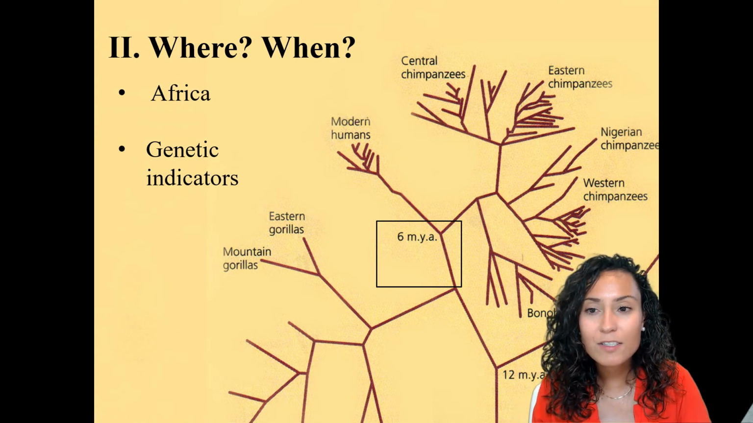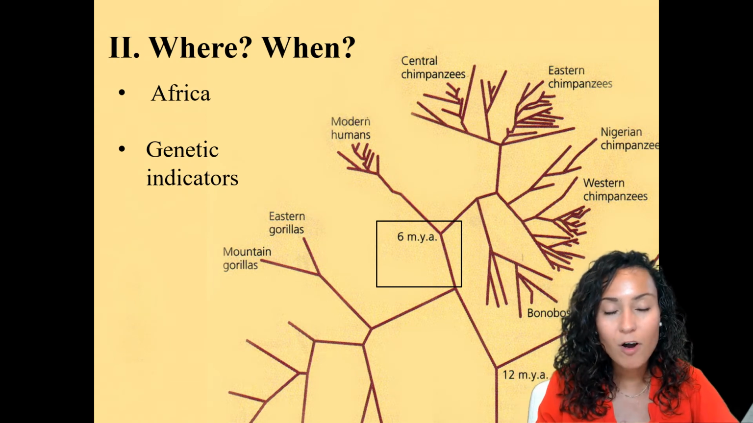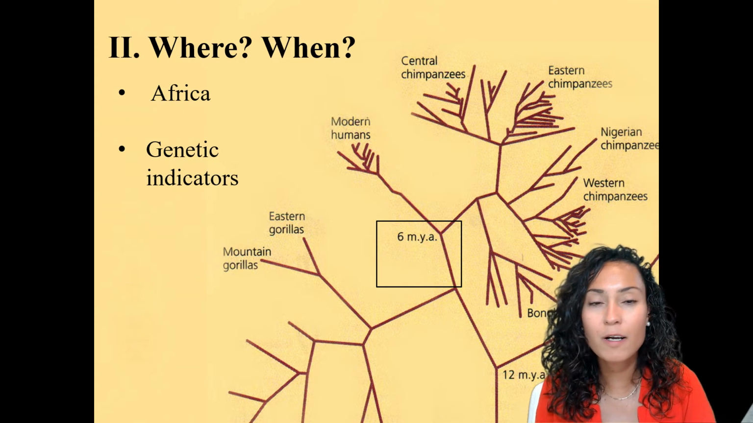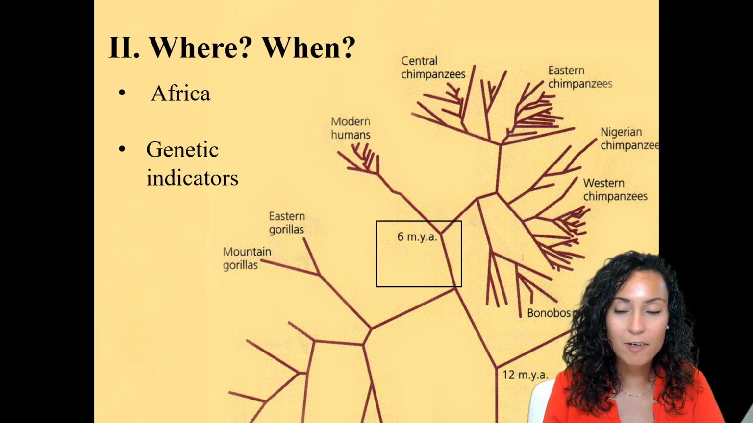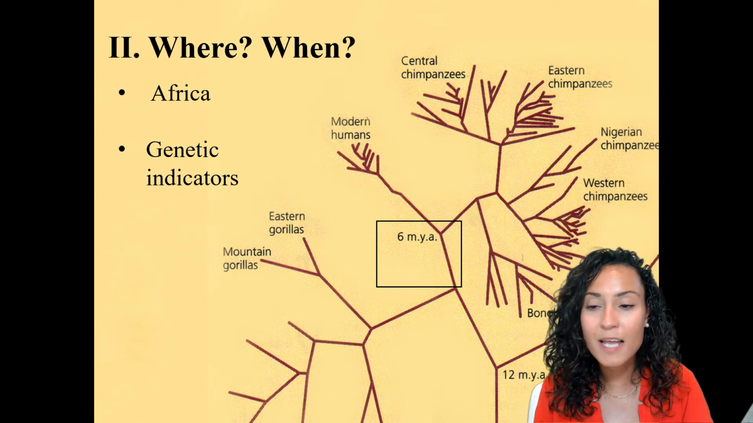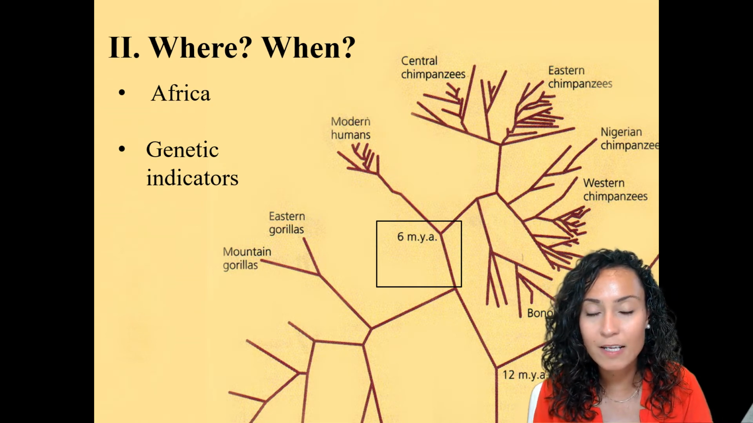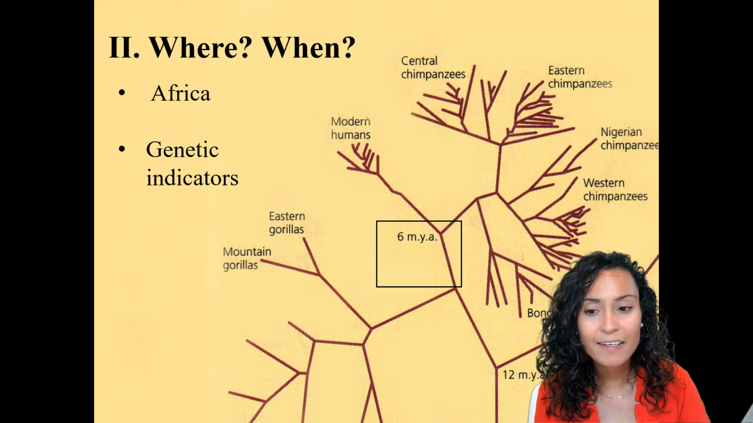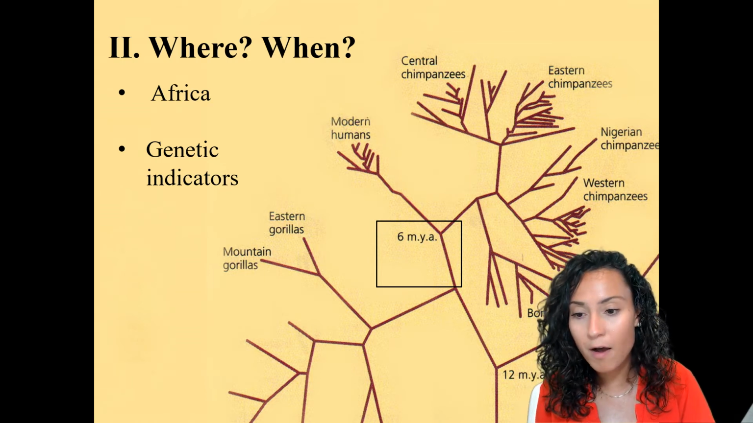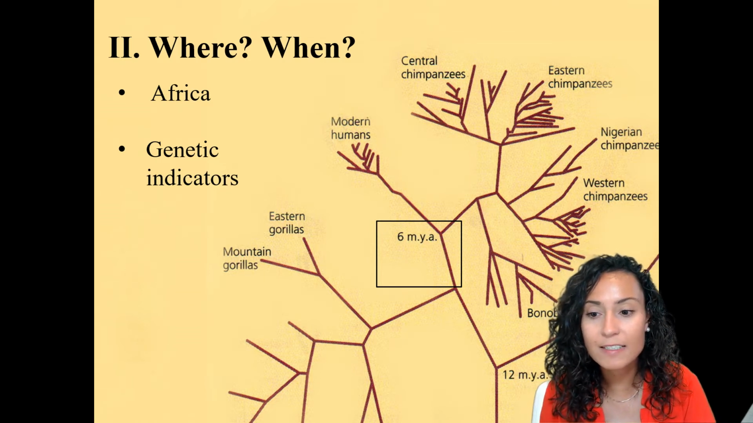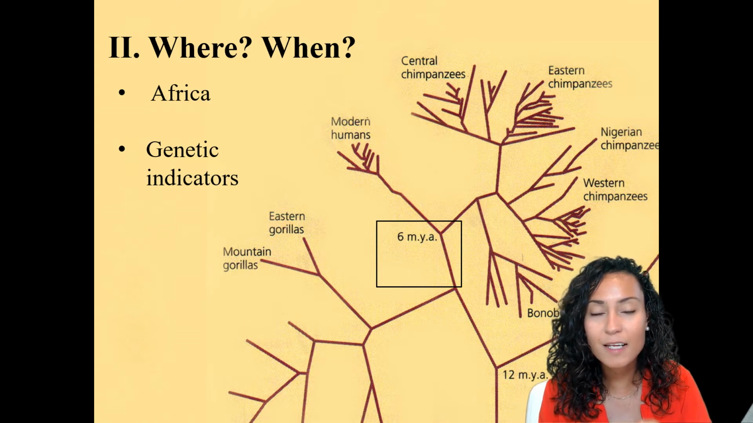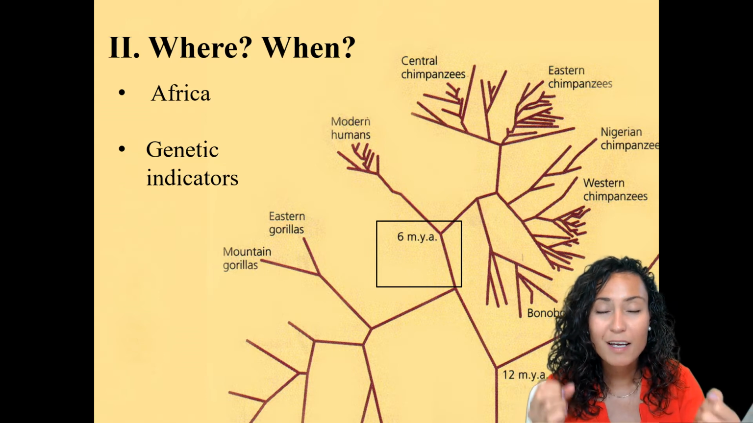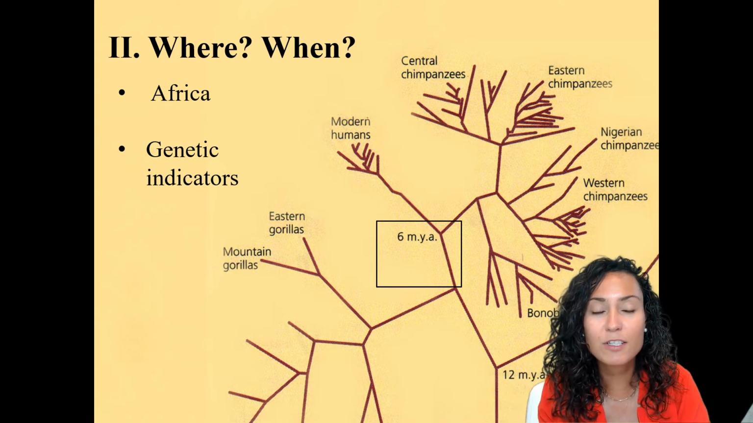In addition to finding archaeological evidence for human origins in Africa, there's also some genetic indicators for this origin. Specifically, mitochondrial DNA, that's the DNA that you get from your mom, has provided evidence that indicates that there was a critical divergence in humans and chimps roughly 6 to 8 million years ago.